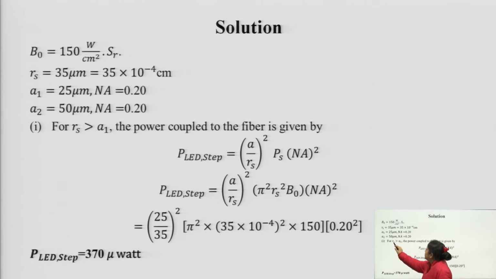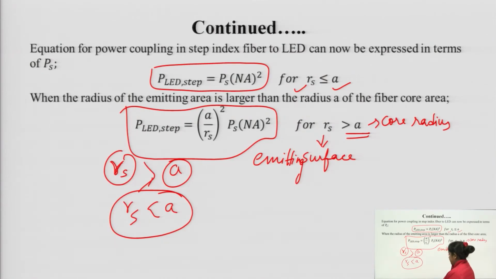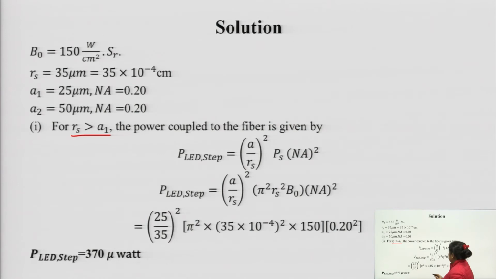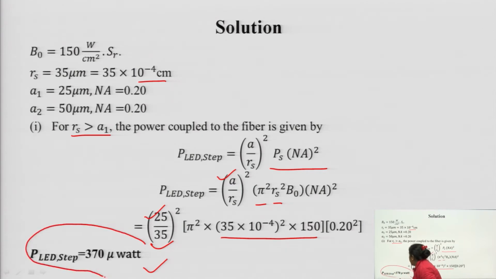In the first case Rs is greater than A1, so the power coupled is given by this equation. We have written the formula here, and we know the value of A, which is 25 micrometer, and Rs is 35 micrometer. This is just a formula based question. By simply putting the values here, you are able to calculate the power that has been coupled.